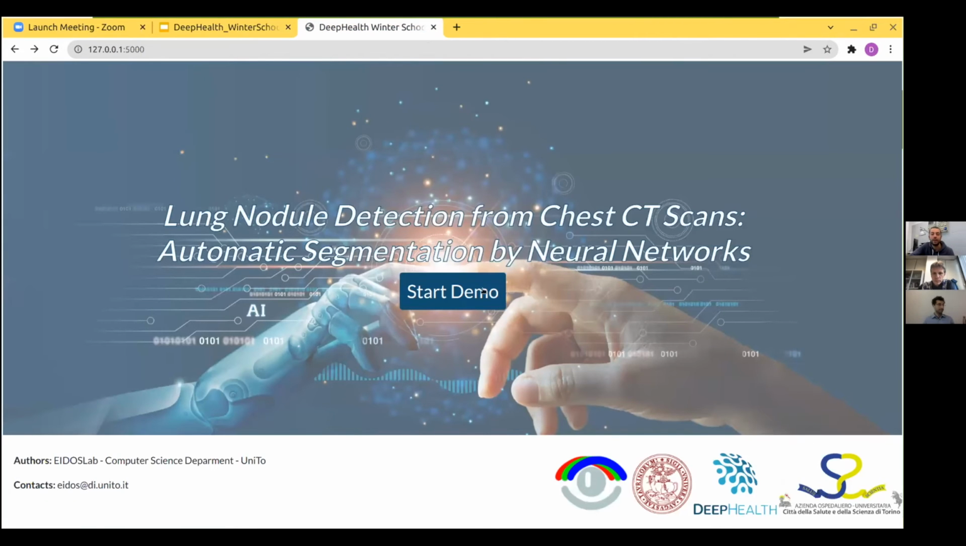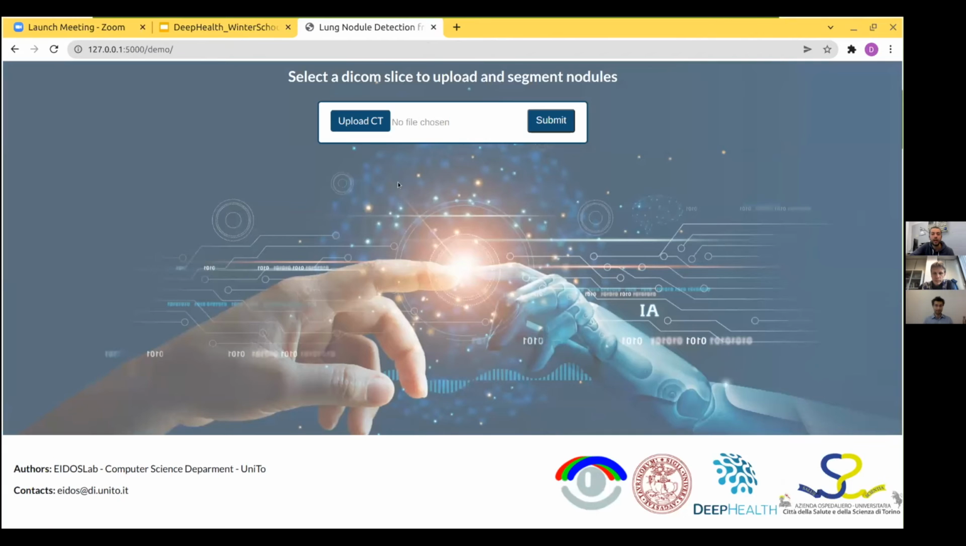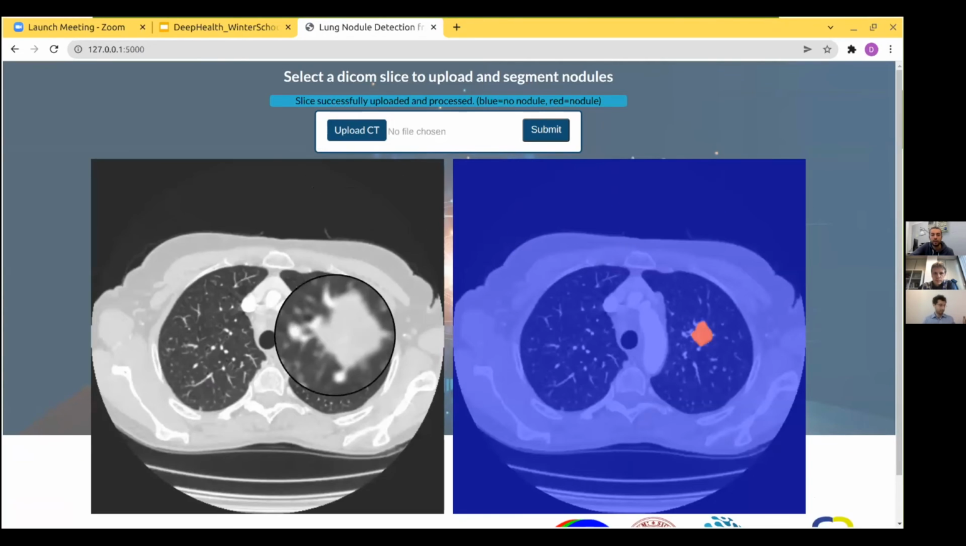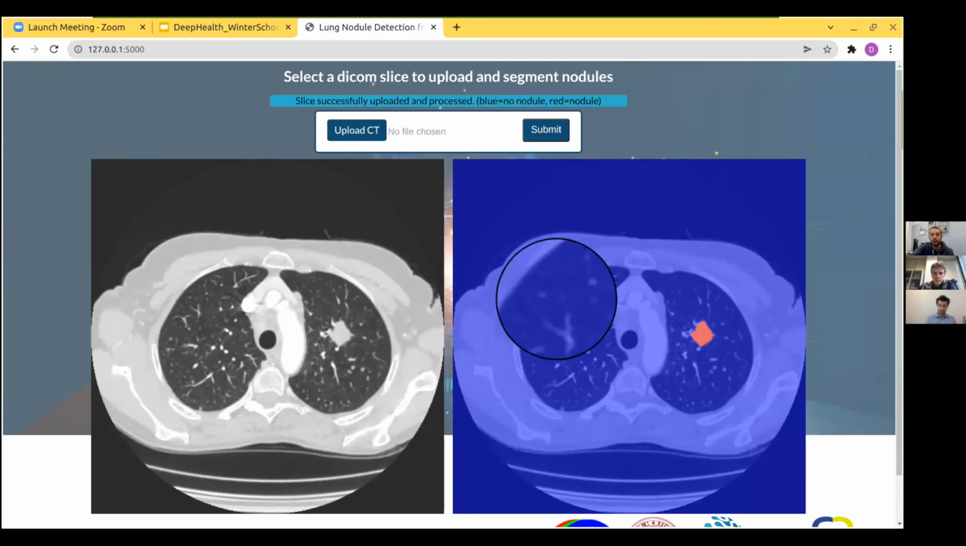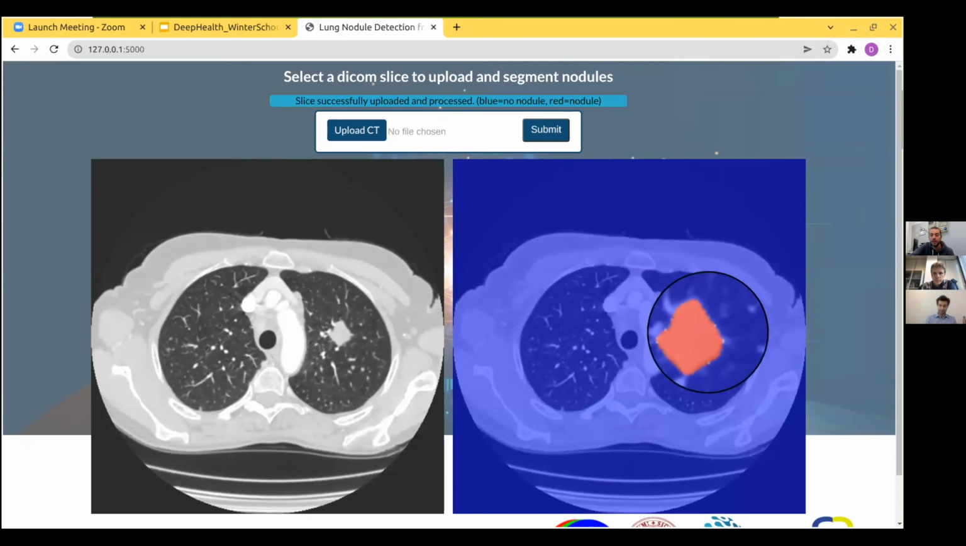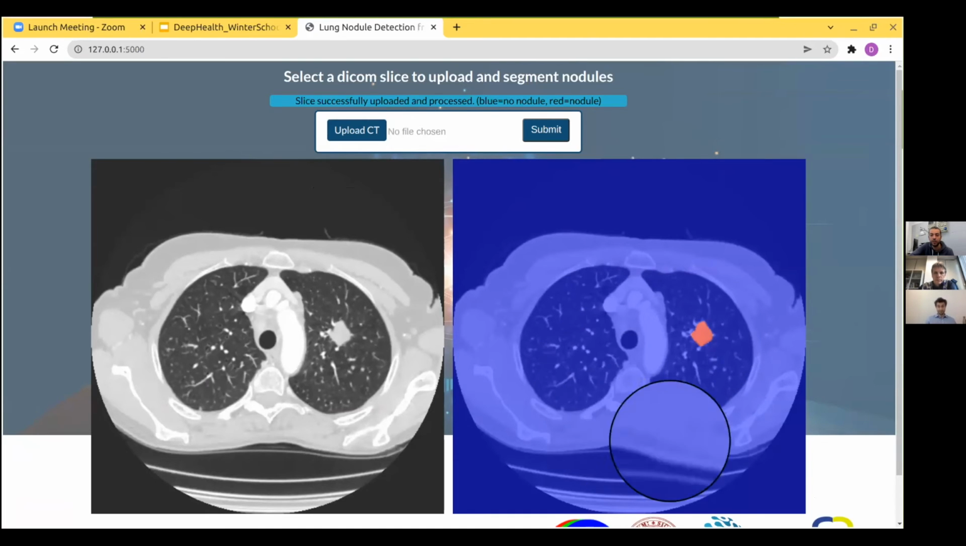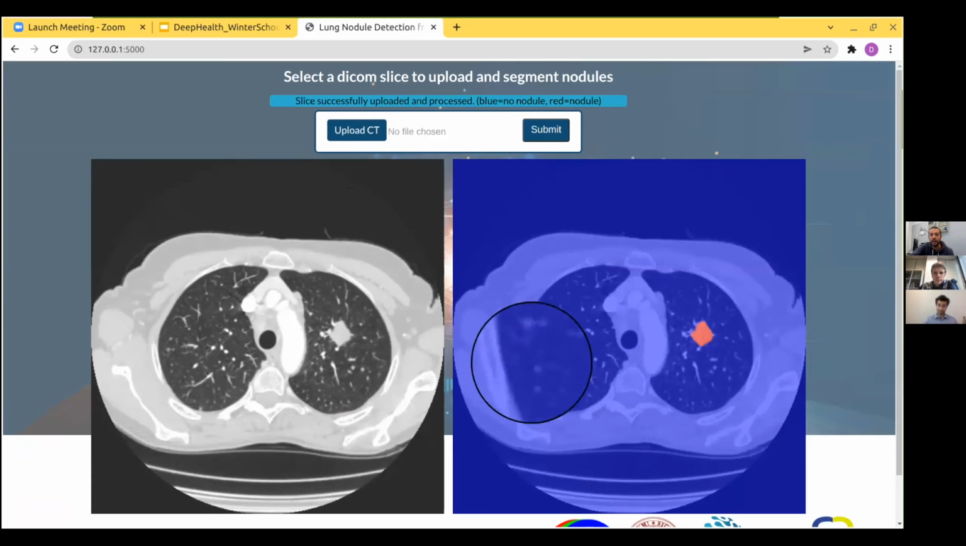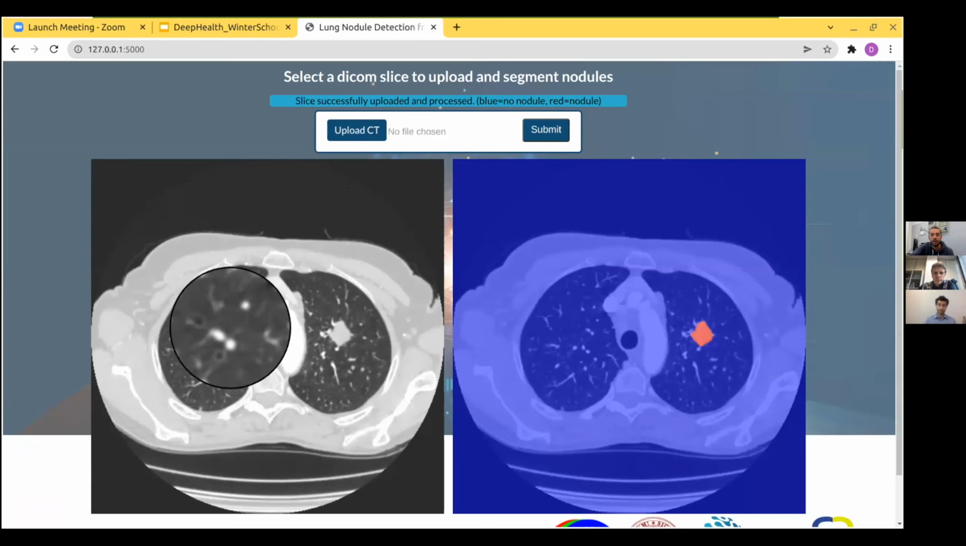So this is a very simple demo in which we can upload one of our CT scans, for example this one that has a very big nodule. Open. And then we can submit our image. And the server returns the segmentation map for this big nodule here. And we can see that it can effectively retrieve the nodule, and it's not finding any other nodules.